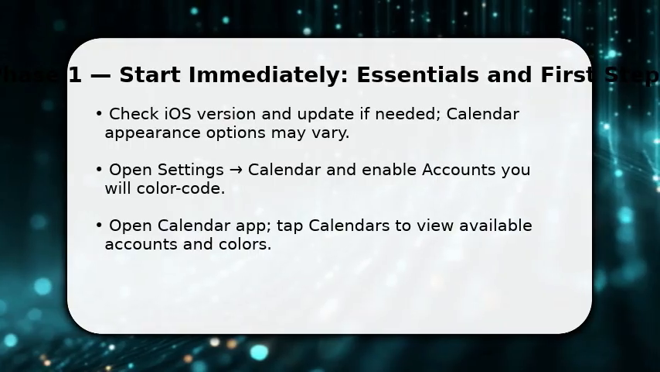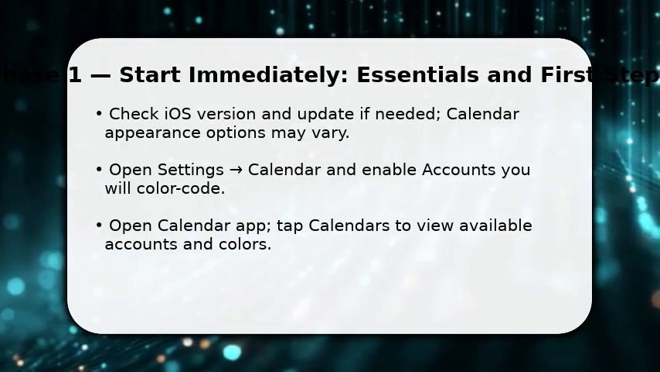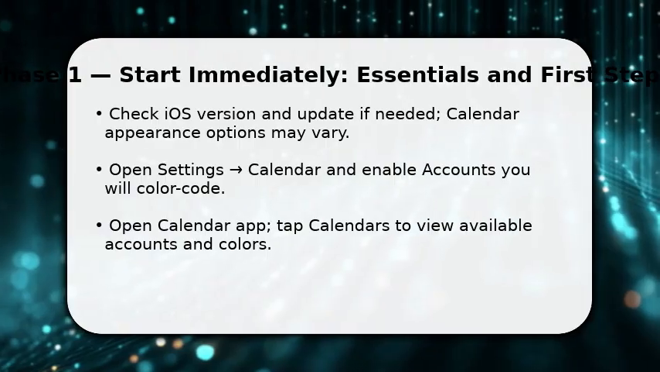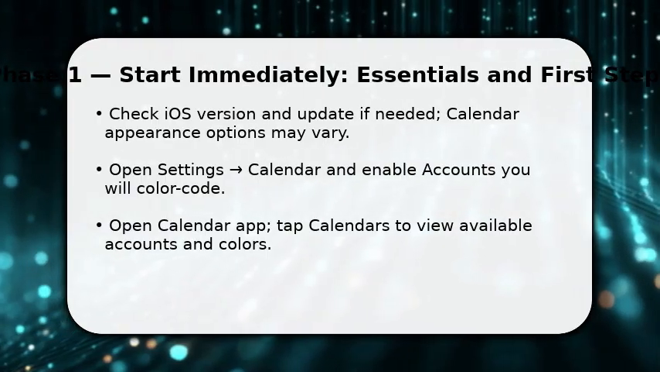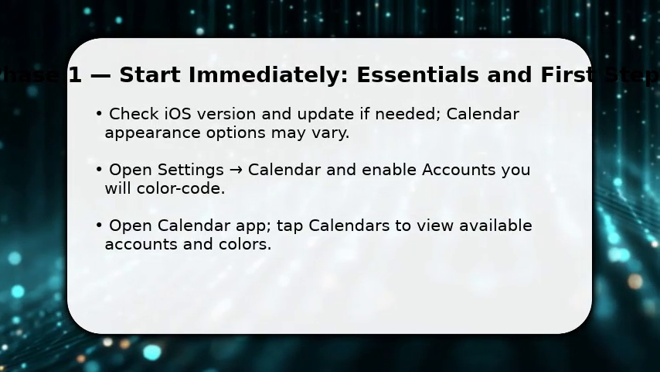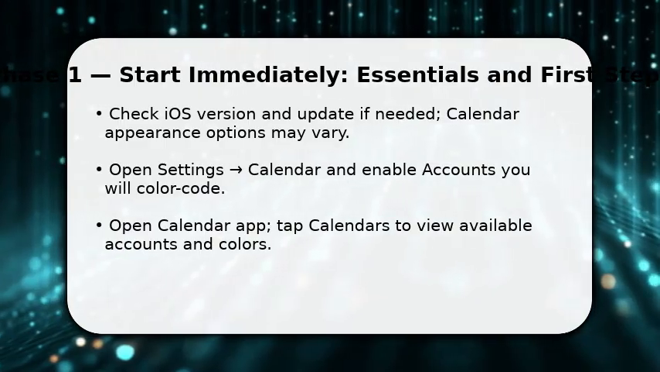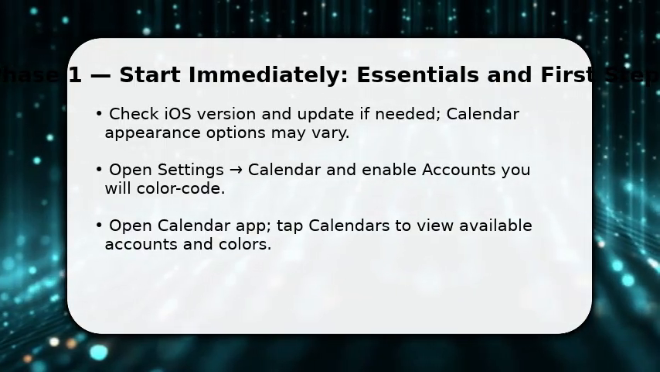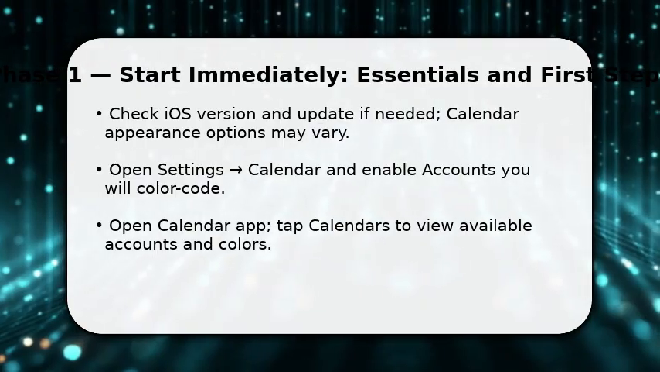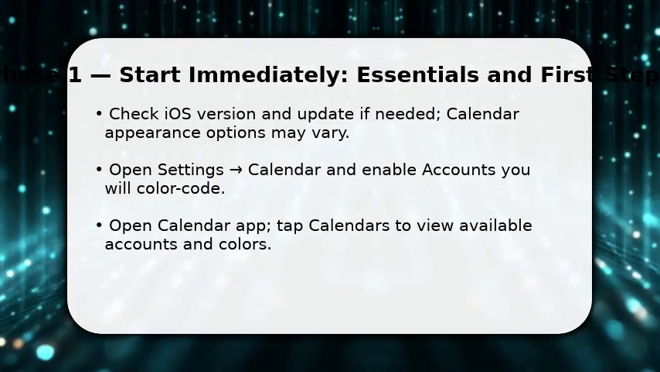Once done, enable the specific Mail or iCloud accounts under Settings, Calendar, Accounts so calendar entries sync. Then open the Calendar app and tap Calendars at the bottom. This shows each calendar and its current color. Make sure you can see all calendars before you change any colors.